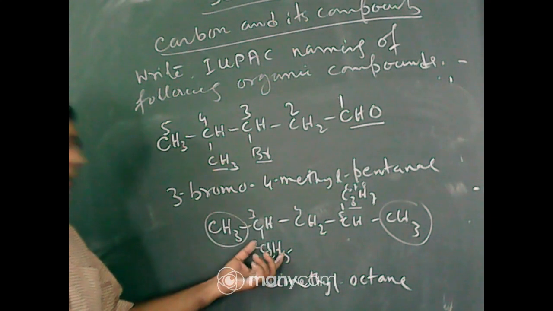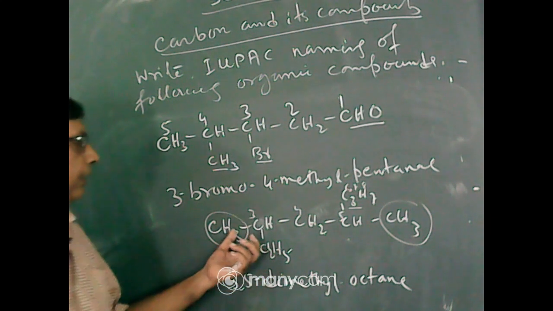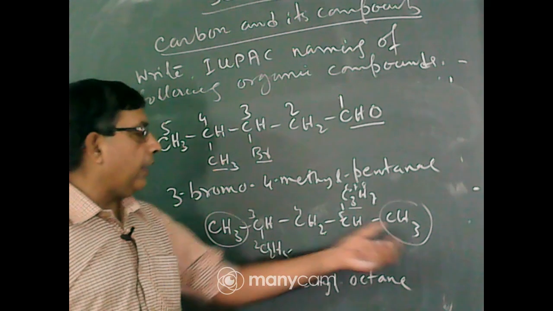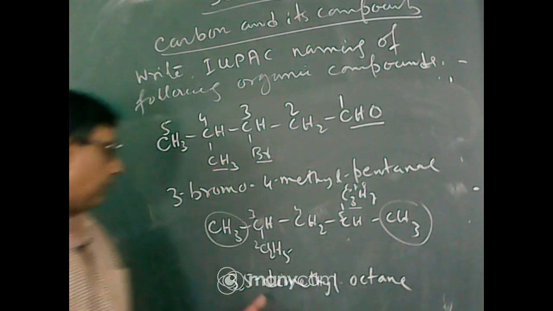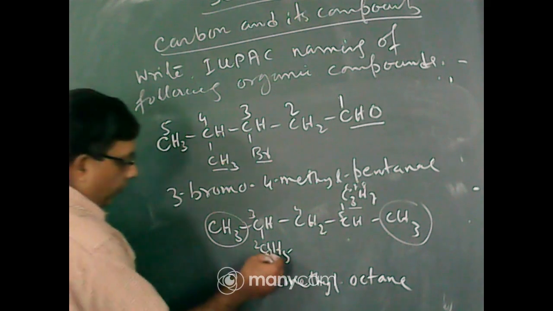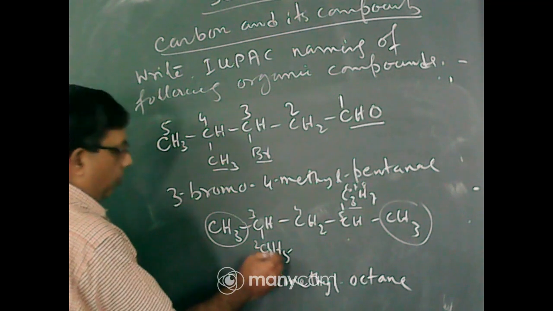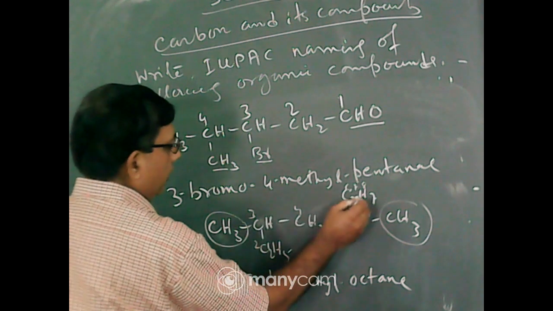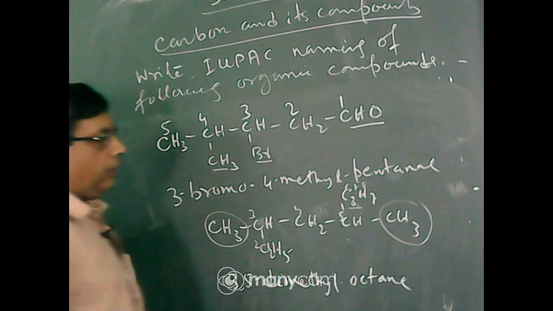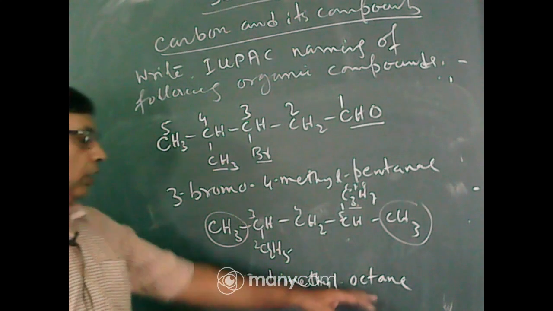At carbon number 3, a methyl group is attached, and at carbon number 5, another methyl group is attached. So write 3, 5 dimethyl. Total number of carbon atoms: C2 means 2 carbon, 2, 3, 4, 5. Here 3 carbon. 5 plus 3, 8. So 8 carbon. So it is called octane.